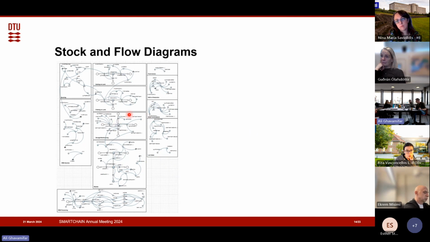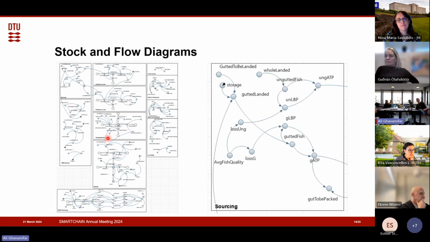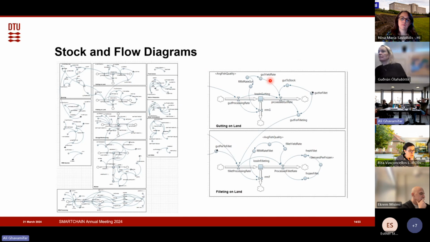So we have this nice picture. I do not expect you to find out what's going on in this system, but I try to explain more about the subsystems that we have in the stock and flow diagram. It starts from the sourcing part. The fish are landed in the harbor, so they could be gutted or they could be in whole shape. If they are in the gutted shape, they can be sent directly to be packaged and then exported. Or if they are in the whole shape, then they should have some process on land like gutting and filleting.